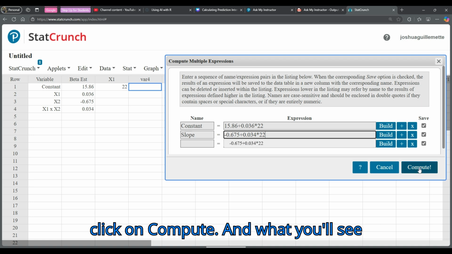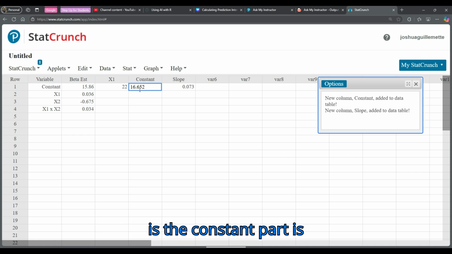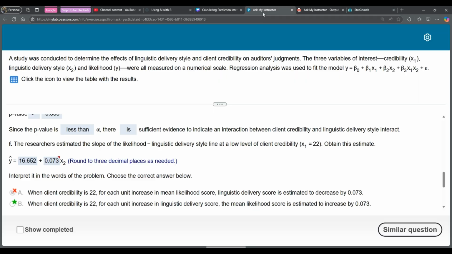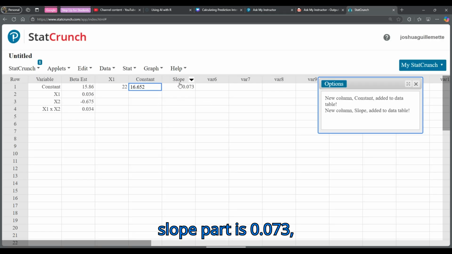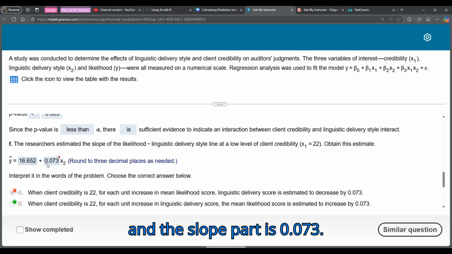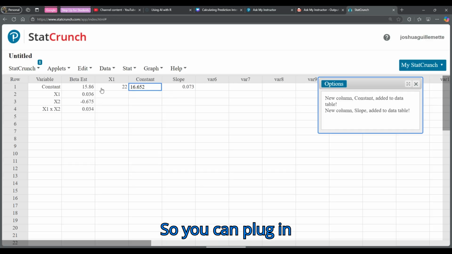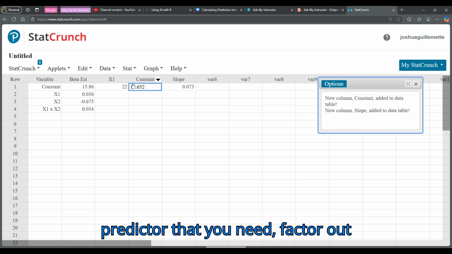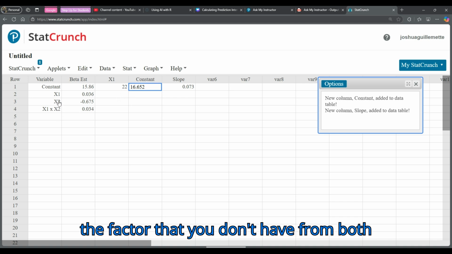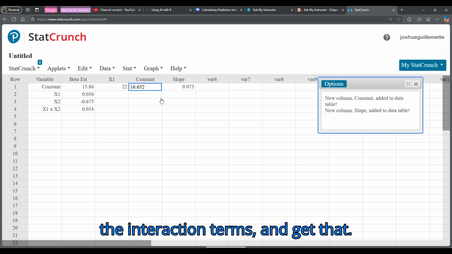And I click on compute. And what you'll see is the constant part is 16.652, and the slope part is 0.073. So you can plug in the x value, the predictor that you need, factor out the factor that you don't have from both the interaction terms and get that.